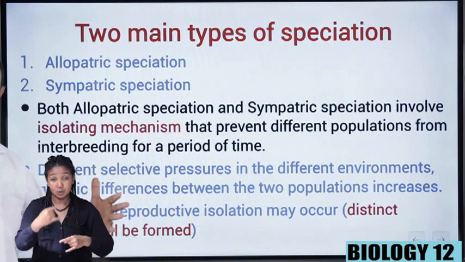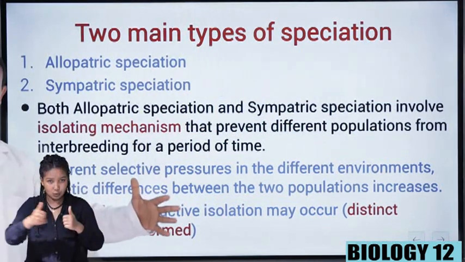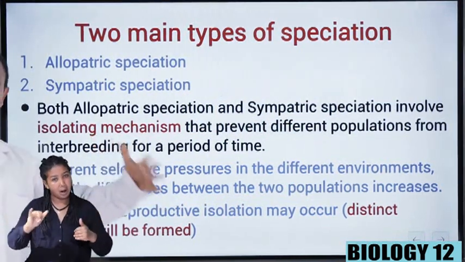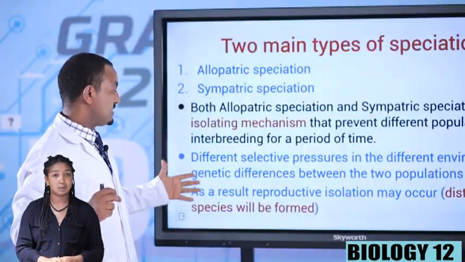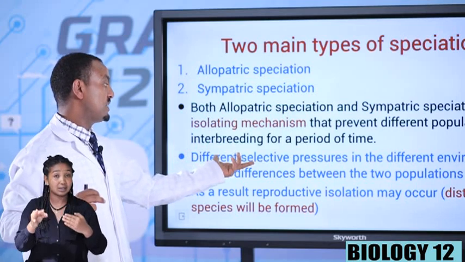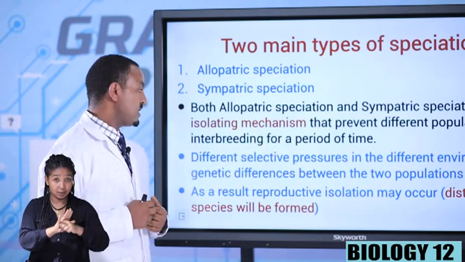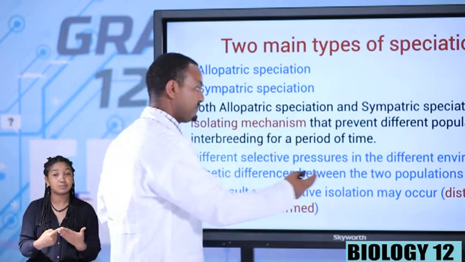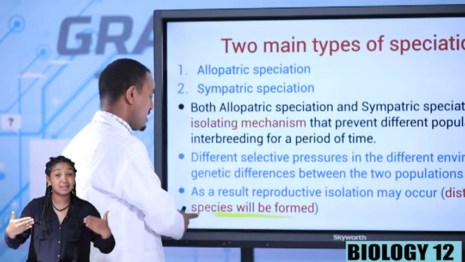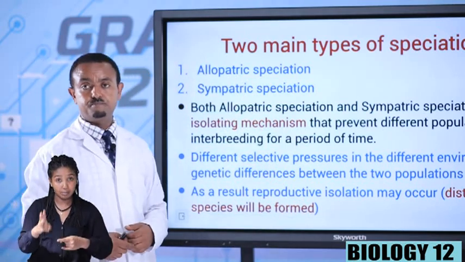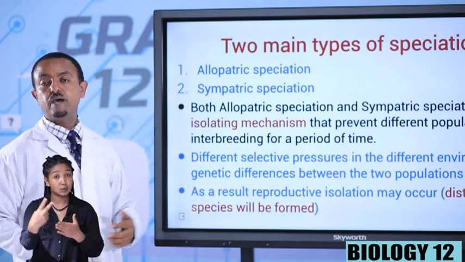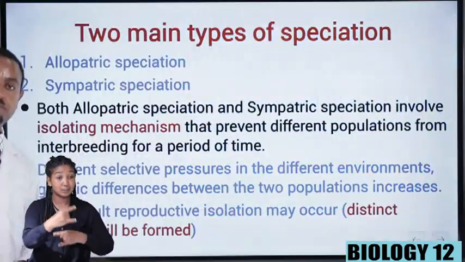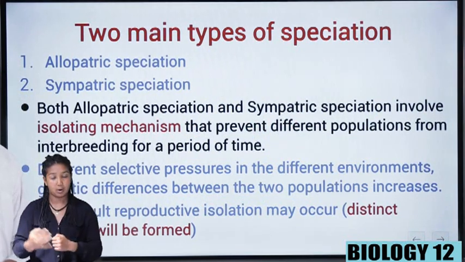If the two species are isolated from breeding, in addition there are selective pressures, so distinct species will be formed. Let's see these two types of speciation one by one.